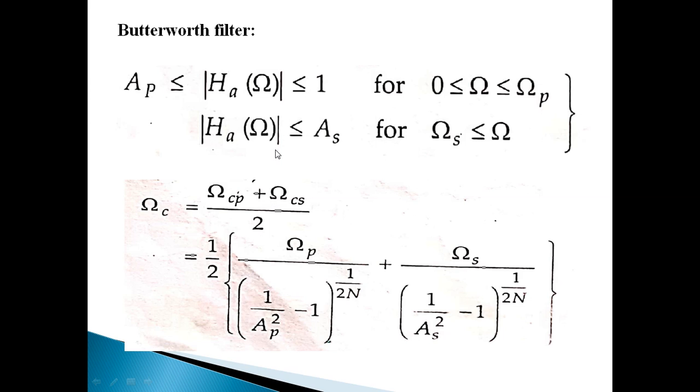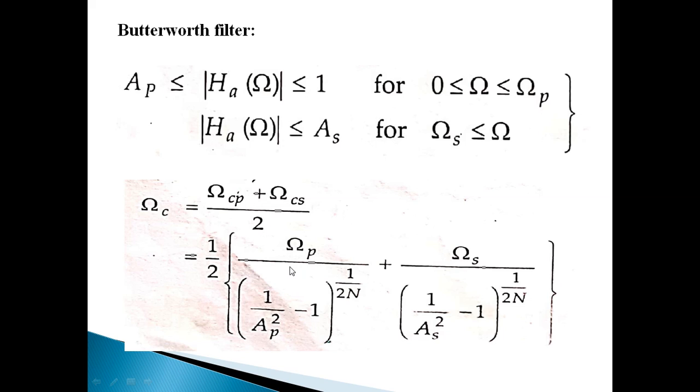Next, how to calculate the cutoff frequency for this? Cutoff frequency means omega c, which is equal to omega cp. Cp means this is a cutoff frequency calculated by using the pass band attenuation, and this is a cutoff frequency by using the stop band attenuation. So if I want to find the total cutoff frequency of a given filter, we need to consider the average of those two, that is omega cp plus omega cs, divided by 2.